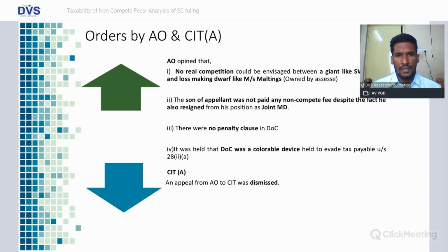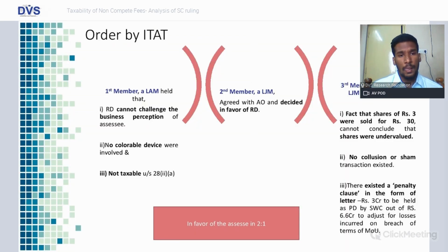And going further, even the son of the appellant was also a joint managing director in the company, but he was not paid any non-compete fee. The assessee was a managing director. So the entire payment of rupees 6.6 crores was only a colorable device to evade the payment of tax. That was the stance taken by the AO. Very interesting stance. But when the appeal went to the CIT, it got dismissed due to some reasons.